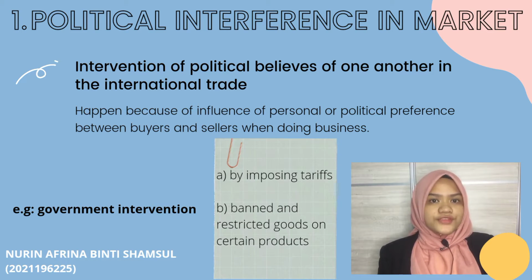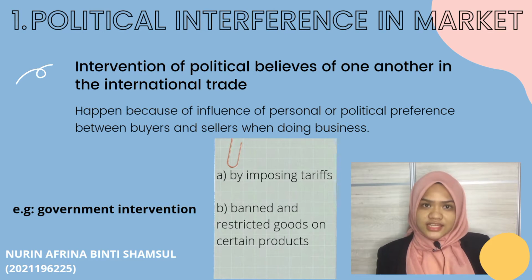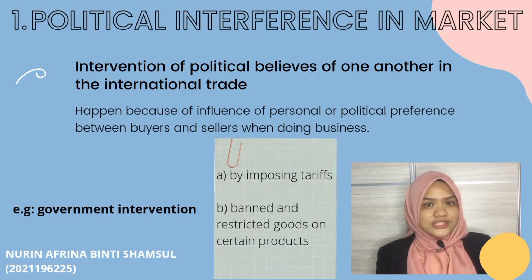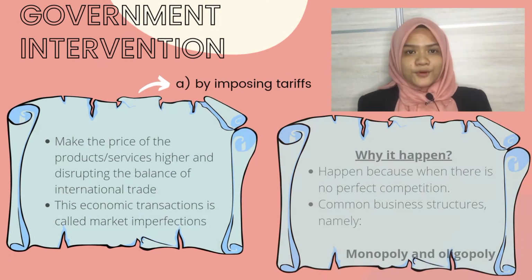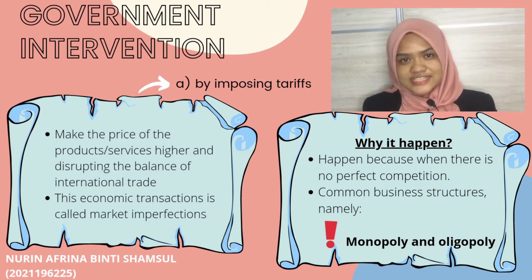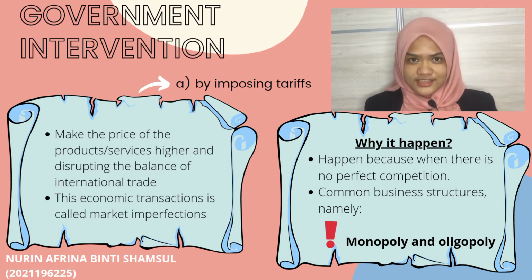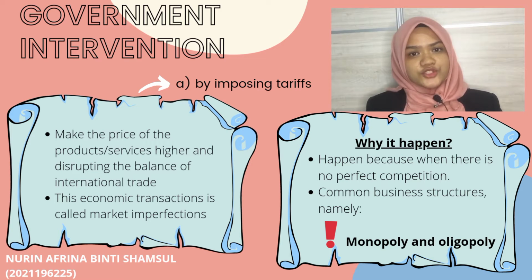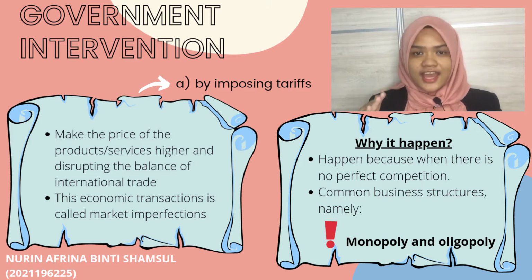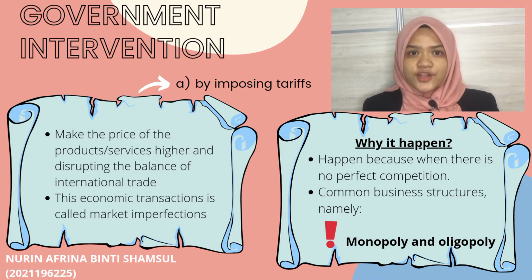An example of government intervention in international trade is imposing tariffs and bans on certain products. Political interference, in other words, means government intervention. This happens when the government imposes a tariff, which could make the price of goods higher and disrupt the balance of international trade. When international trade has a problem like this, it is called market imperfections.